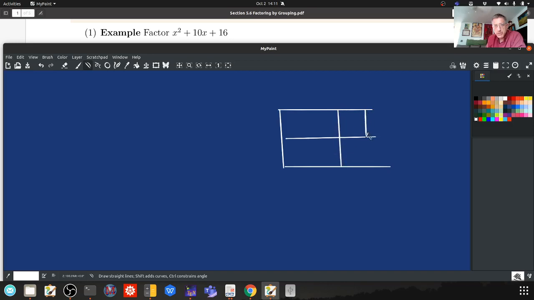So pretty much we start out by drawing kind of like a tic-tac-toe board. And here's how we go. These two squares should be more or less evenly spaced, but it doesn't really matter. So let's look at our polynomial. I'm going to do a few of these, and then I'm going to show you why it works. So x squared plus 10x plus 16.